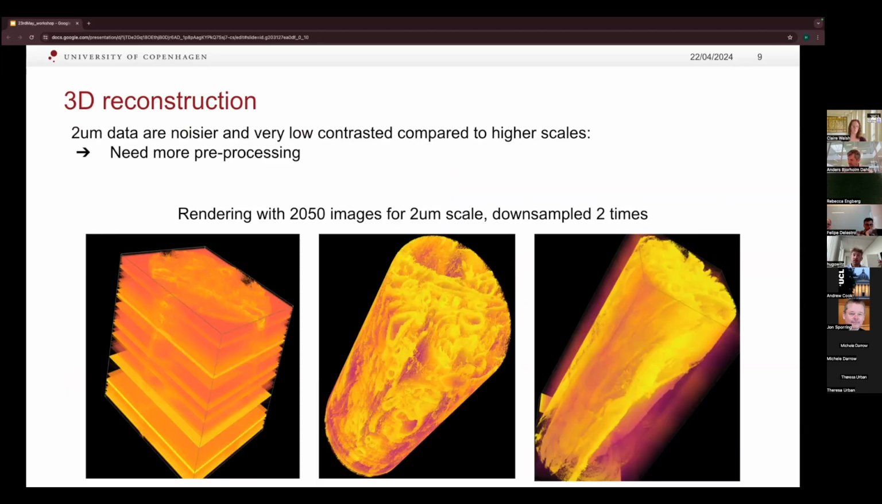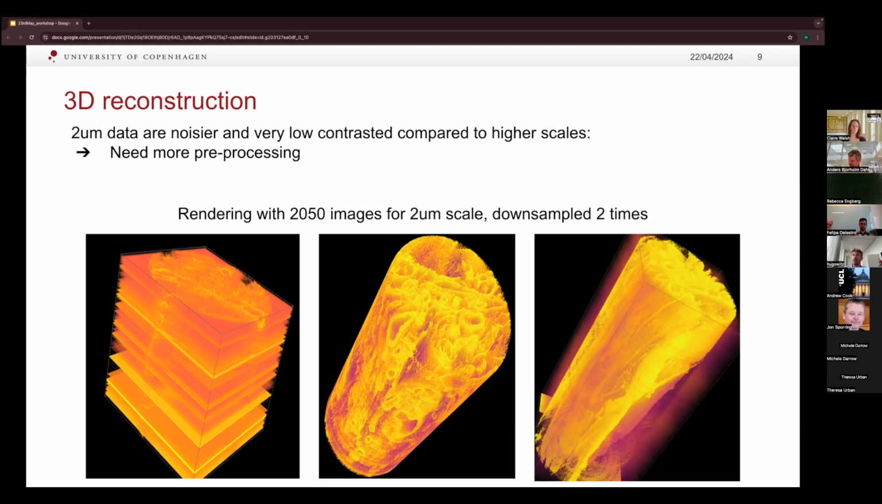For the lower scales, it was a bit trickier because the data are much noisier and have very low contrast compared to the higher scales. So we can see here on the first image, there are also huge differences of intensity between close slices. So we need a bit more pre-processing to produce a more suitable rendering, and it's not even clean for now.